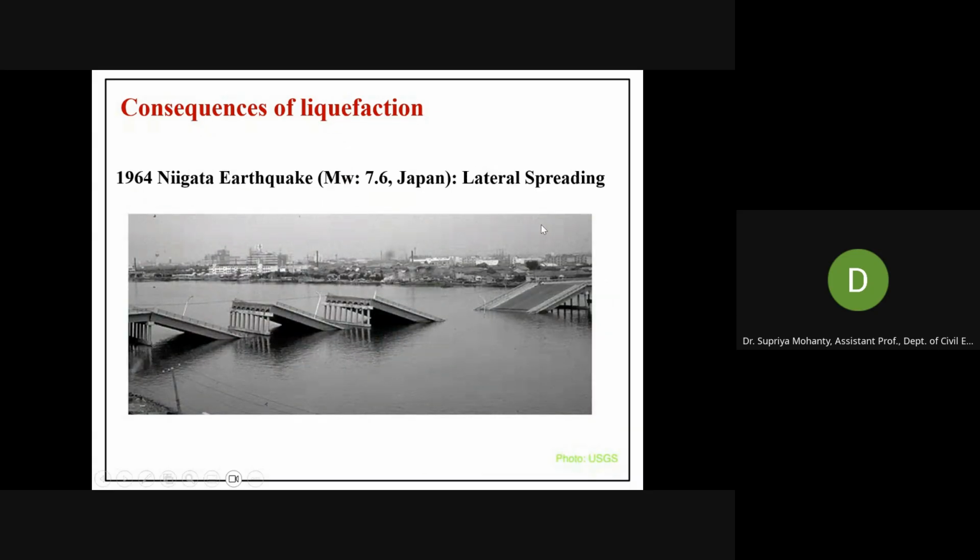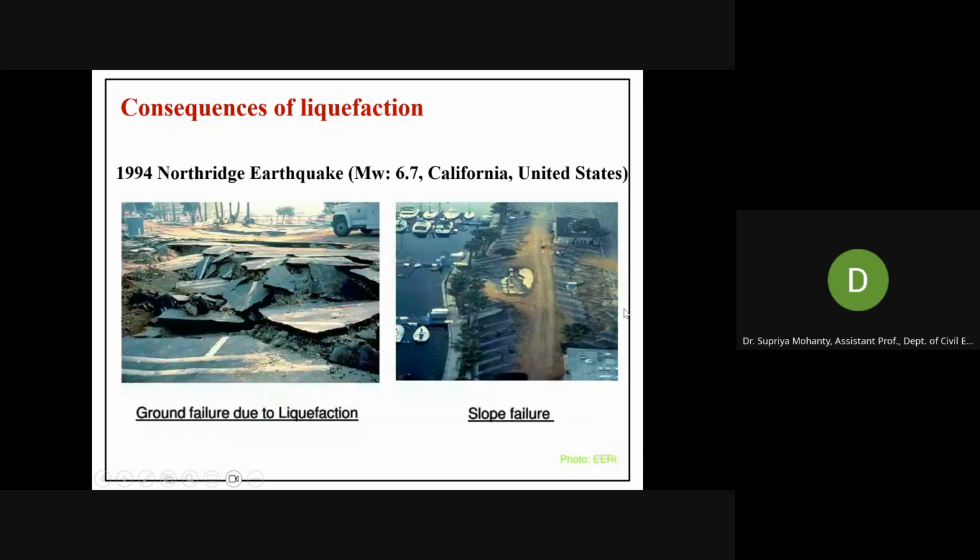And this shows the consequences of lateral spreading, also a 1964 Niigata earthquake example. Here you can see how the structure has been spread laterally. This shows the ground failure due to soil liquefaction in the 1994 Northridge earthquake. And here you can see the failure of the slope, particularly due to soil liquefaction. When the soil behaves like fluid, meaning it is liquefied, then this type of failure occurs.